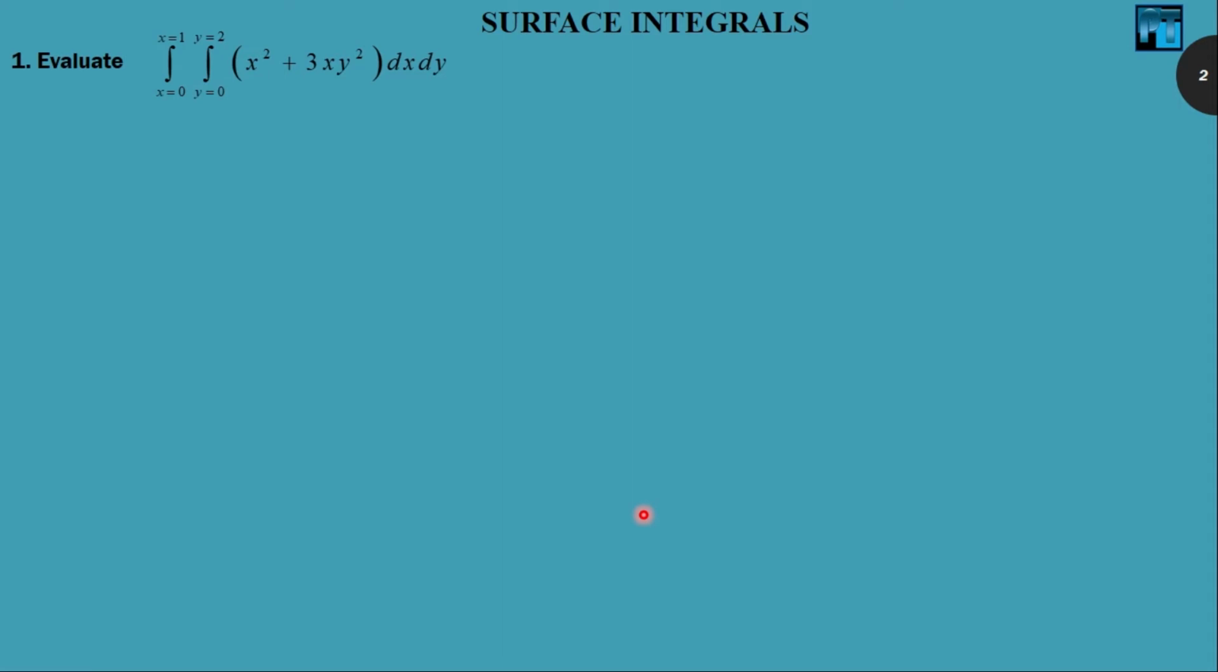This is the simplest form of any surface integral. Now in line integrals we have to deal with one variable, and in case of surface integrals we have to deal with these two variables. Since there are two variables, there are two integrations. That's why this type of integration is somehow called double integration.